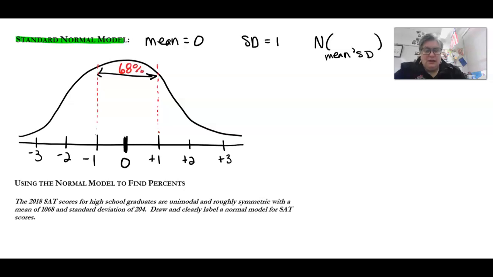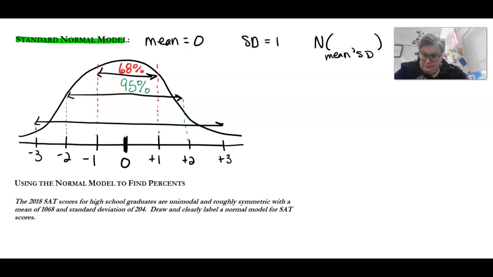68% of your data lies within 1 standard deviation to the left and right of the mean. The next one, 2 standard deviations away: 95% of your data lies within 2 standard deviations. And then the last one, I should probably choose a different color, it's pretty close to the red. Let's use blue. 99.7% of your data lies there.